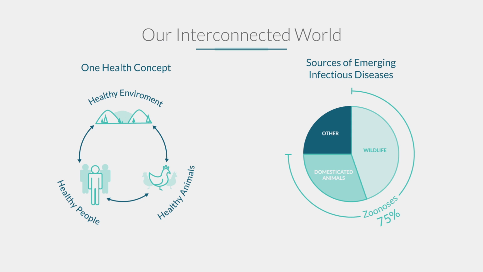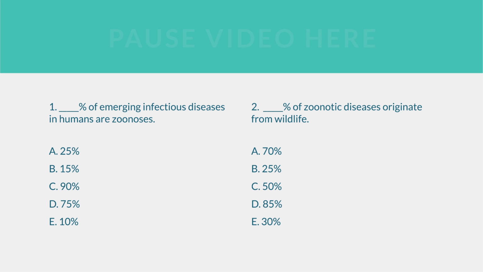Therefore, continued disease surveillance of both domesticated animals and wildlife is critical for early detection of new diseases that jump species. And it is very important that excellent communication is maintained between professionals working in human, animal, and environmental health fields. Please pause the video here to answer the following questions. Then continue when you are ready.